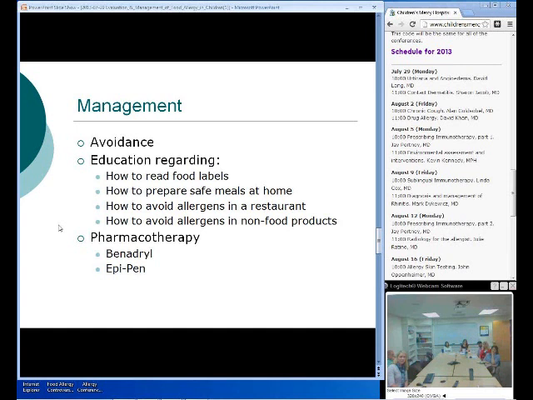Some highly sensitized patients may have reactions to aerosolized proteins of foods that are cooked. Let's say they're boiled or cooked somehow, and then breathing those in has the potential to cause a reaction in those highly sensitized patients. And then how to avoid allergens in a restaurant. If you have a shellfish allergy, it's probably not the best idea to go to a restaurant that specializes in seafood, because there's a good chance that at some point their meal would have been.